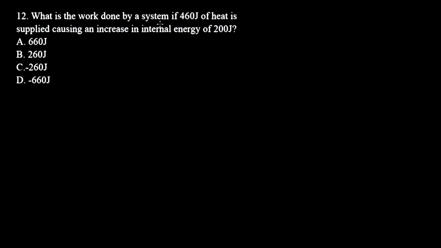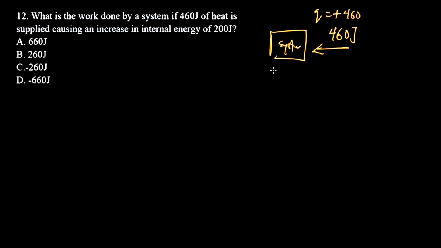So what is the work done by a system if this amount of heat is supplied? So this is the system. 460 joules of heat is being supplied, so Q is positive 460, causing an increase in internal energy, so change in E equals 200. So what is the work done by the system?